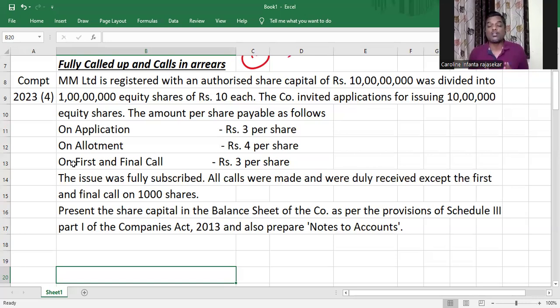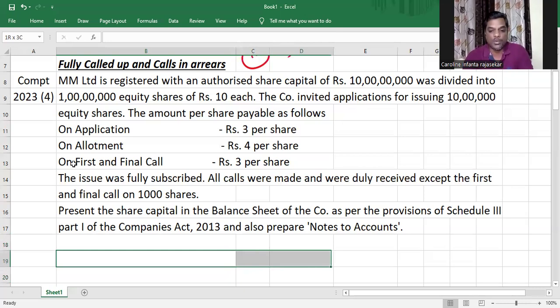So someone holding the 1,000 shares did not pay the first and final call, which is calls in arrears. Present the share capital in the balance sheet of the company as per the provisions of the Schedule B, Part 1 of the Companies Act 2013, and also prepare notes to accounts. So let's go ahead and solve this problem, my dear children.